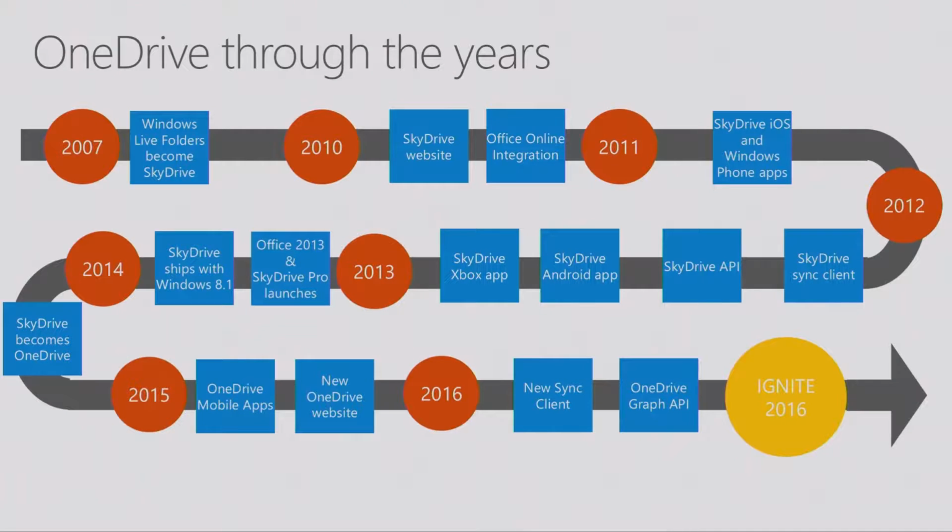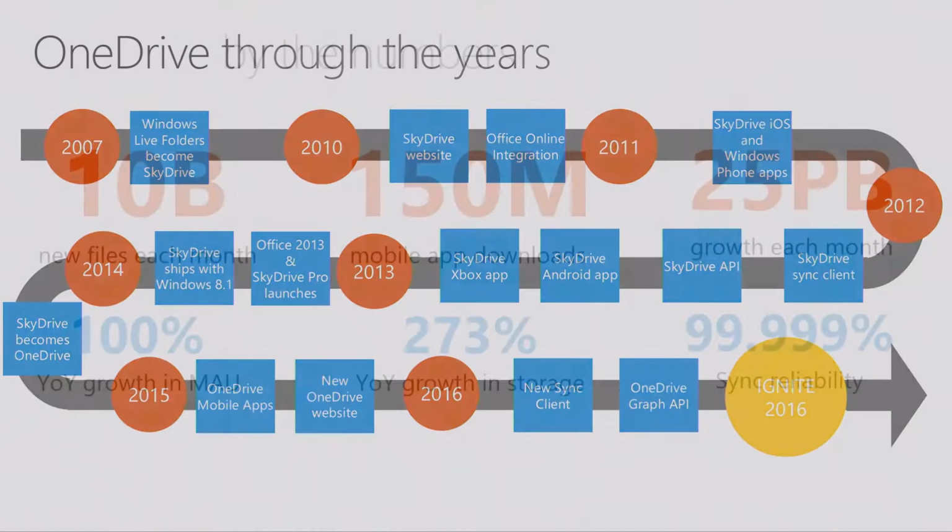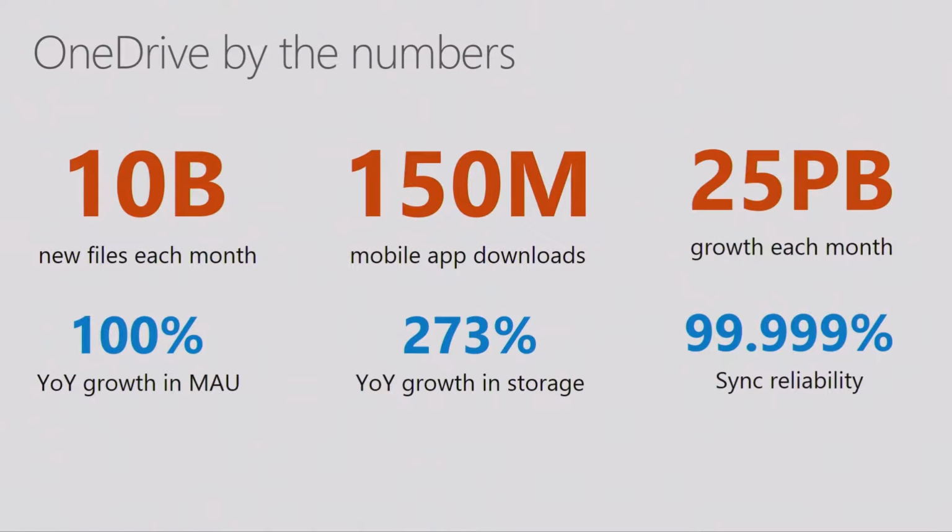And so here we are today, and the rest of this talk is really going to focus on the capabilities we're delivering in the market over the next couple months. We hope you are really thrilled about some of this work. Really briefly, talking a bit about the numbers, OneDrive has grown tremendously in the last almost 10 years. Today, we see about 10 billion new files every month.